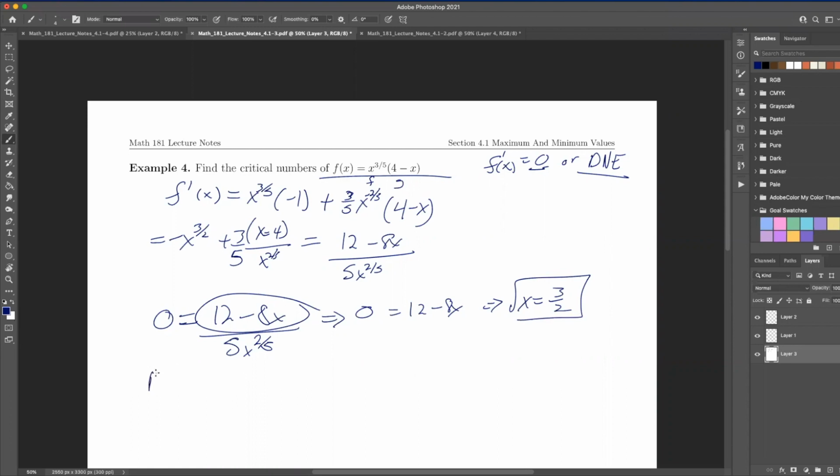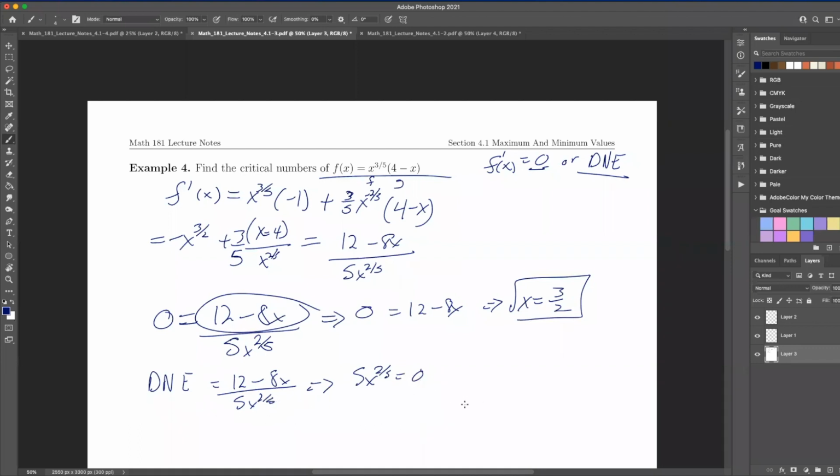The other question is where does this not exist? Well, it does not exist when the bottom part equals 0, right? If this equals 0, it does not exist. Where does that occur? And that occurs when 5x to the 2/5 power equals 0. Okay, I can't divide by a 0 here.